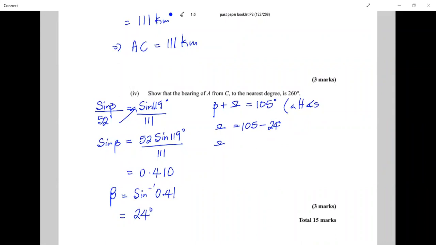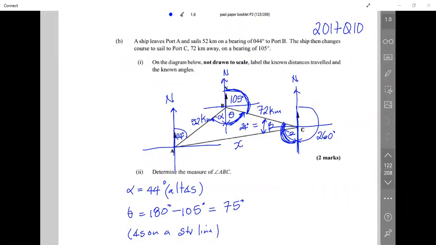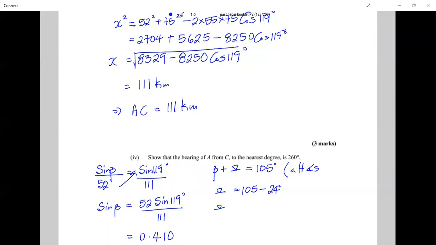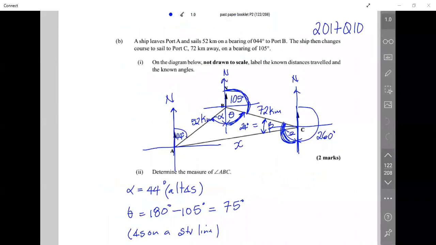All right, let me go back to the diagram. Yeah, that will work. 24 degrees. So that's 81. So this is equal to 81 degrees. Now I can get my bearing. The bearing would be equal to 180 plus 81.